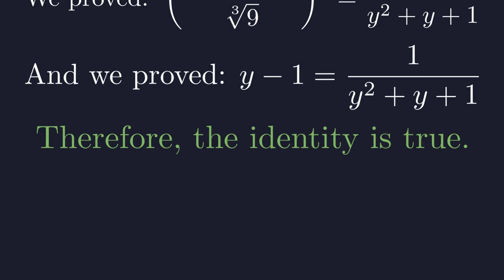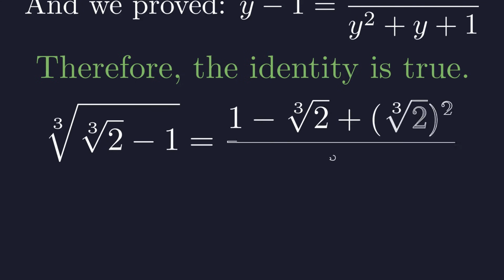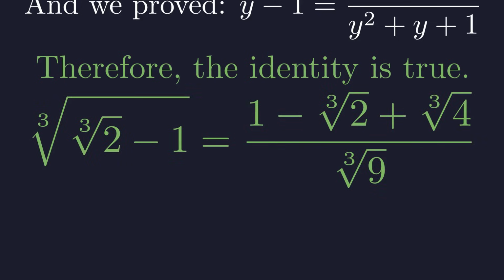The identity holds. Now, substituting back y equals the cube root of 2. The cube root of 2 squared is the cube root of 4. And there's our answer. That impossible-looking nested radical simplifies to this beautiful symmetric form.